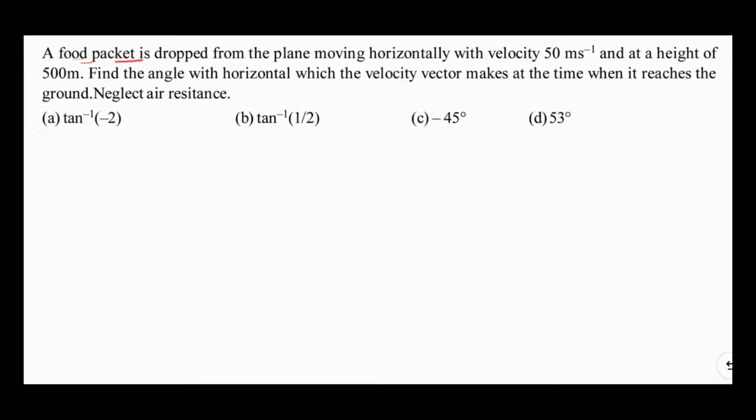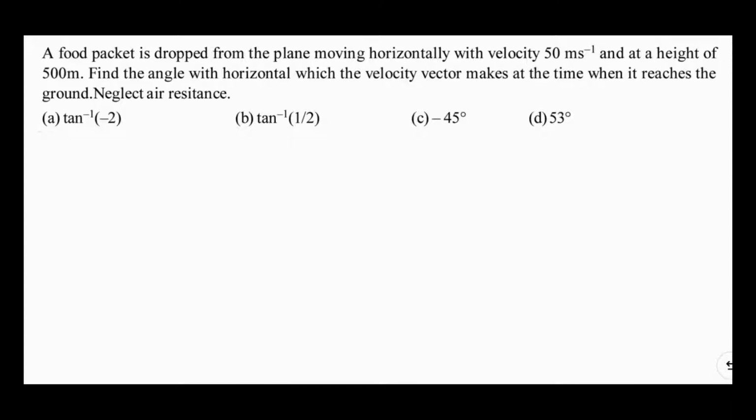A food packet is dropped from a plane moving horizontally with velocity 50 meters per second and at a height of 500 meters. So there is a plane moving horizontally with a velocity of 50 meters per second, and the height of the plane is given to us, and a food packet is dropped from it. Find the angle with the horizontal which the velocity vector makes when it reaches the ground, and we need to neglect air resistance.